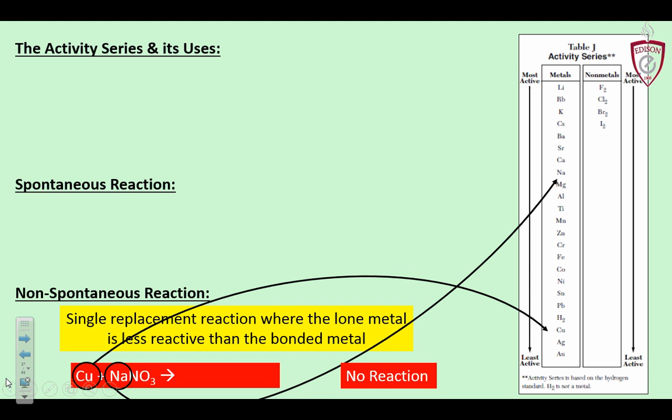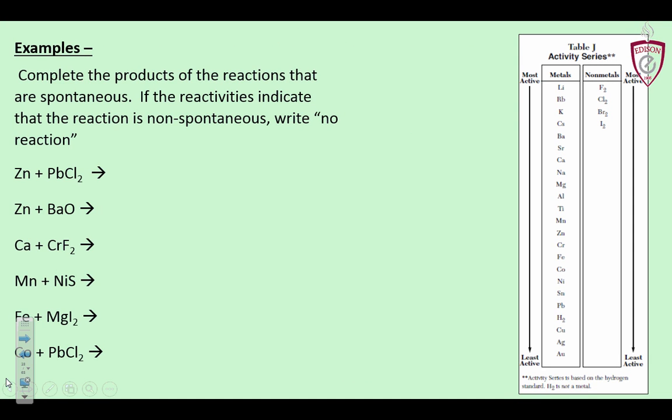No reaction. A little bit of practice examples here. Let's do it. So we're going to complete the products of the reactions that are spontaneous. If the reactivities indicate that the reaction is non-spontaneous, we will write no reaction. Are we going to do this with a pen, or do you mind just talking it out? I'll do one example with a pen so we can see how it crosses arrows. All right, which one are you going to do so I know? I'm going to do zinc and lead chloride. That's the first one, guys. So first I'm going to check zinc, and let's find it on our table.